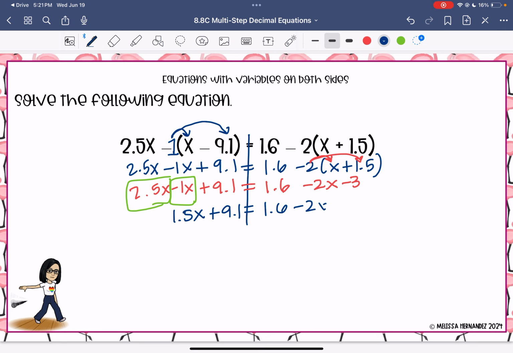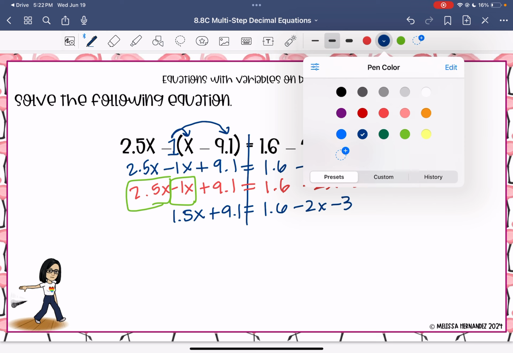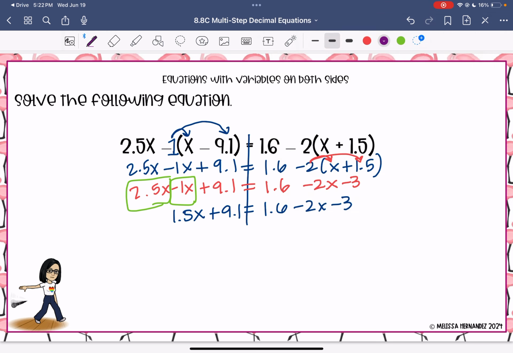And then I like to use shapes. It's not definitely required. I just think it helps me stay organized. Maybe it's a tip that could help you. So you have to remember you can only combine like terms, and so 1.6 and negative 3 are the only constants that I can combine. I can't combine it with negative 2x. So it's like you owe somebody $3, that's why it's negative. You paid them back $1.60, but you still owe $1.40. So it'll be negative 1.4, bring down negative 2x, and everything on the left side of the equal sign.